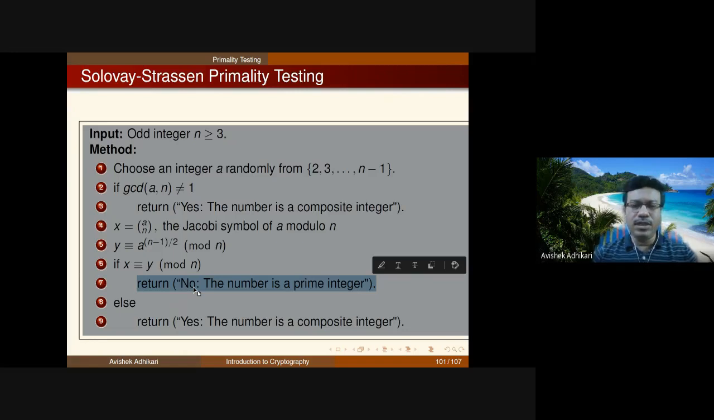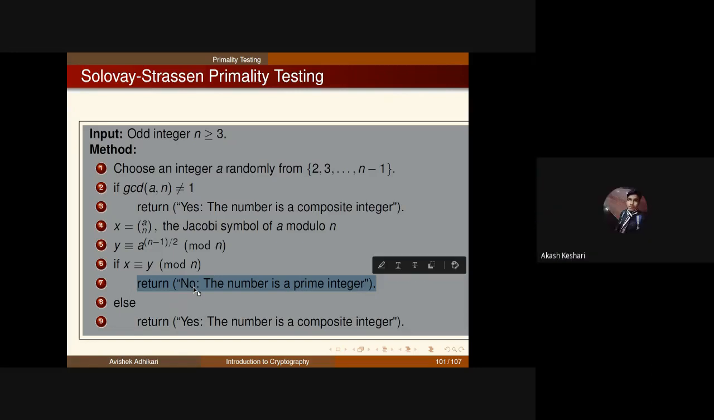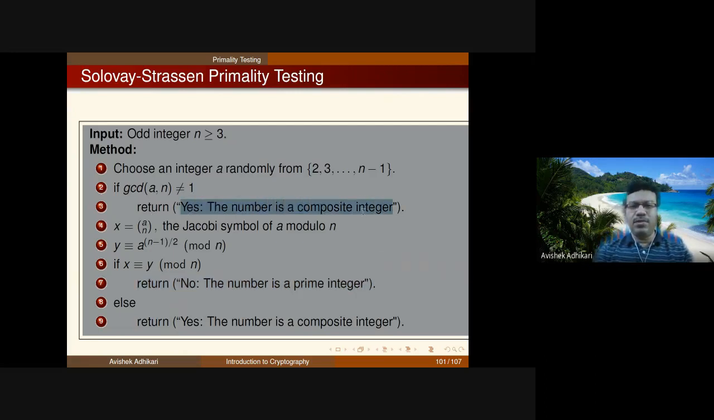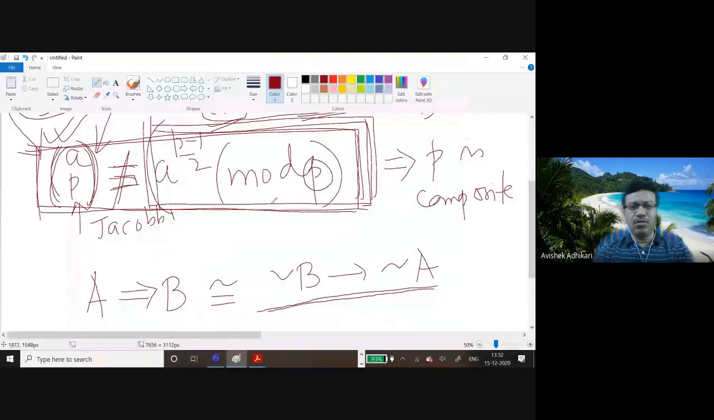Okay, so till now is it clear to you? Is the algorithm clear to you? Yes, sir. See where it gives you the yes answer. When it gives you the yes answer, then the number is a composite integer. There is no doubt about that. When it gives you the yes answer, the number is a composite integer because this does not hold. And if it does not hold, then negation B implies negation A, which is basically A implies B, or the other way around, A implies B is equivalent to negation B implies negation A.